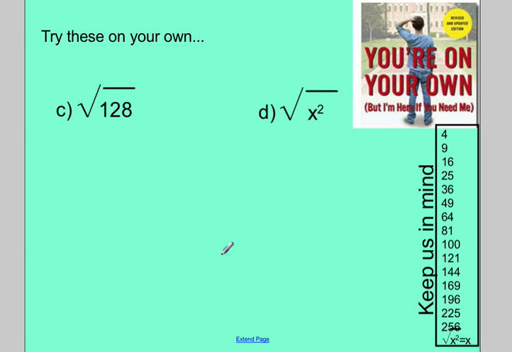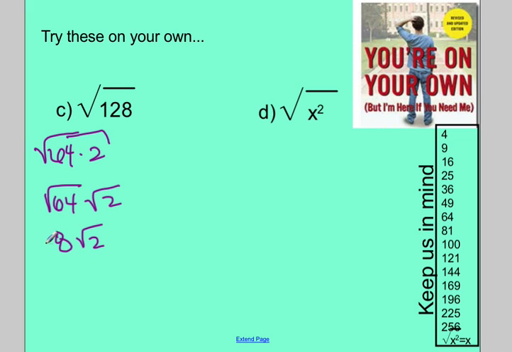Moving on to C. We have the square root of 128. Okay, this is a bit bigger number, so I'm just going to start and divide it by 2 and see what happens. If I went on my calculator, I would say 128 divided by 2. That's going to give me 64. So it's 64 times 2. And I would notice 64 is a perfect square. What's the square root of 64? It is 8. So I can break it apart. So I have 8 square root of 2.